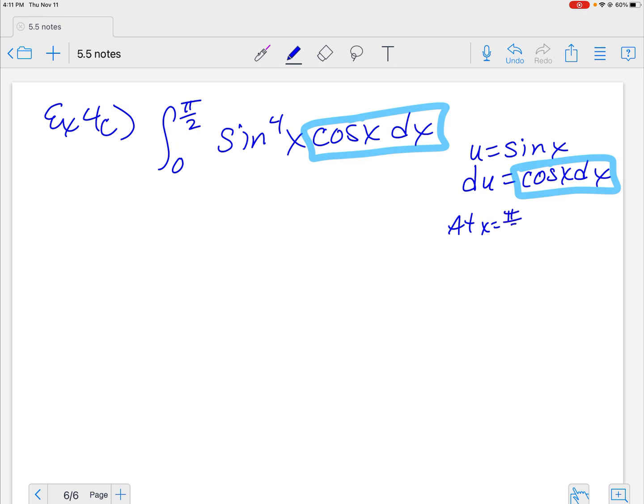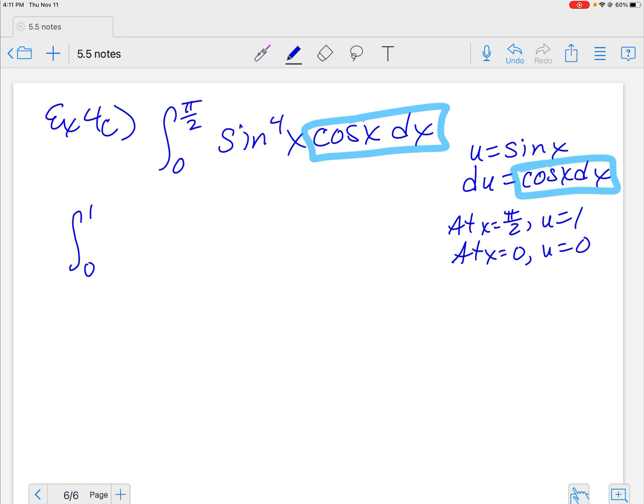At x is equal to pi over 2, plugging in pi over 2 to sine, what do you get? 1. Good. We should know that by now, right? If x is equal to 0, when I take the sine of 0, what do you get? 0. Look how nice this is turning out to be. I'm now integrating from 0 to 1 of u to the 4th du. We took something that was crazy trig and put it into a super easy, simple, one-term integration.